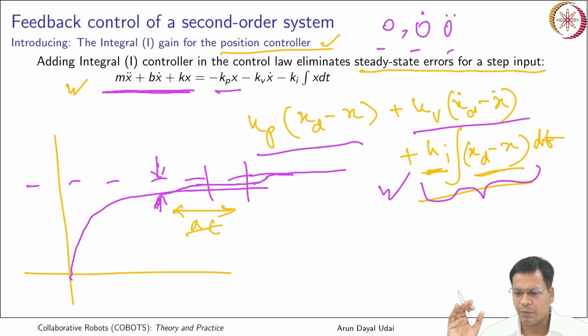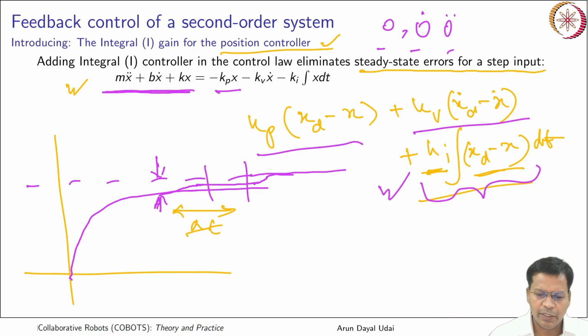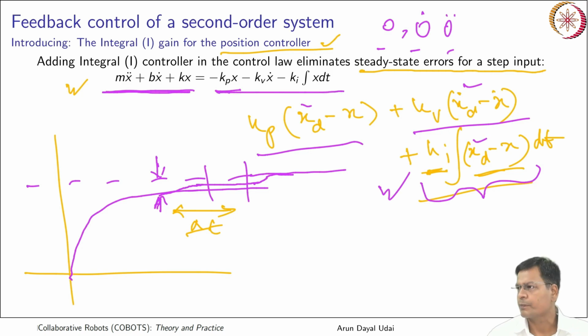So I want my system to be there. I want to do a step input and see how my system will behave. This time that is for 0 input, so this and this can be put to 0. So my system equation becomes very much like this.